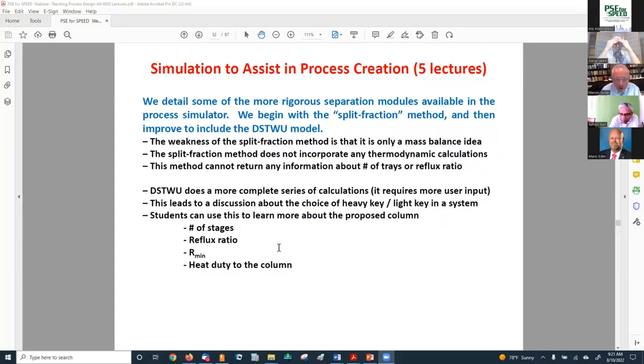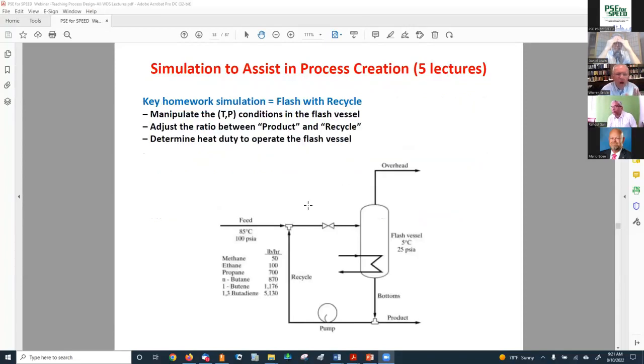What's the heat duty in the condenser and in the reboiler and so on? All right, so we do that with them first. Now, they do a series of homework problems like this. They do flash with recycle. They adjust the ratio between the product and the recycle stream.